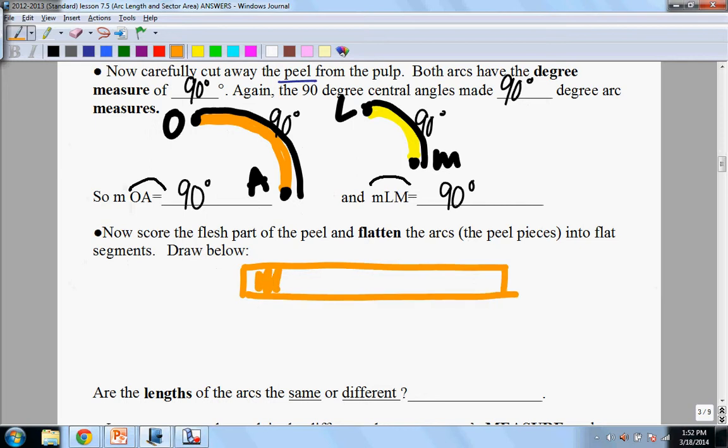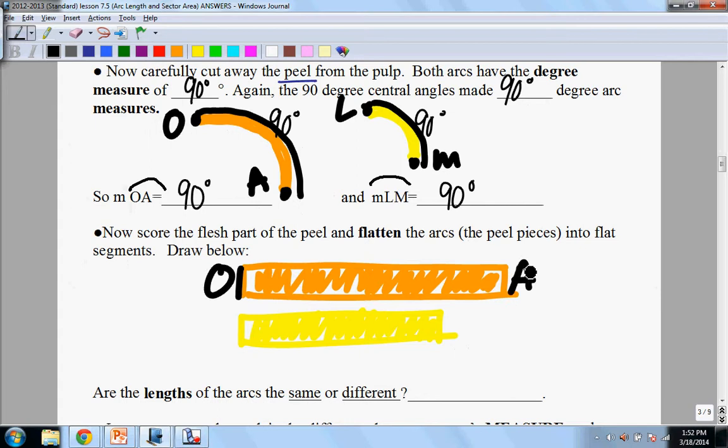What is the orange peel's length relative to your lemon's length? So look at yours. Mine, no, they can't be the same. Mine's about 3/4. Yours is going to be slightly different because not all the lemons were the same. So when you flatten them, this is still arc OA, except it's stretched out. And this is still arc LM, but it's stretched out. They should be different. Are they? No. Then you got a really big lemon then.